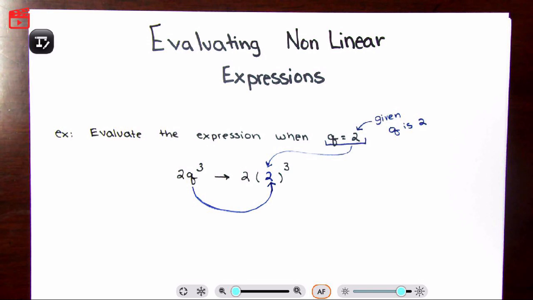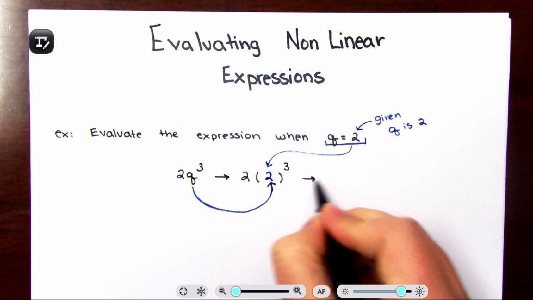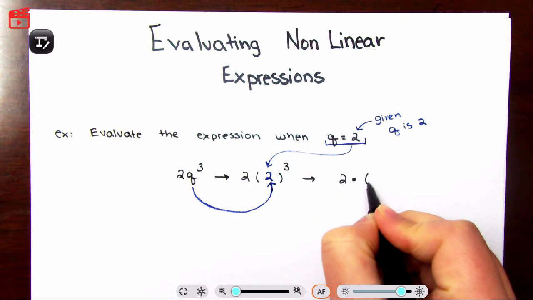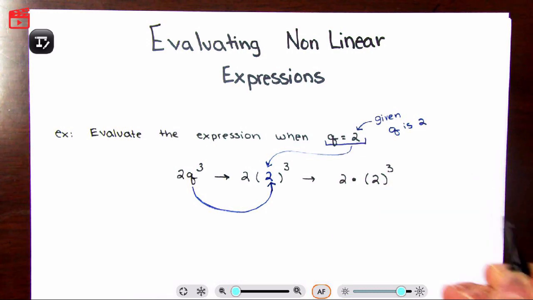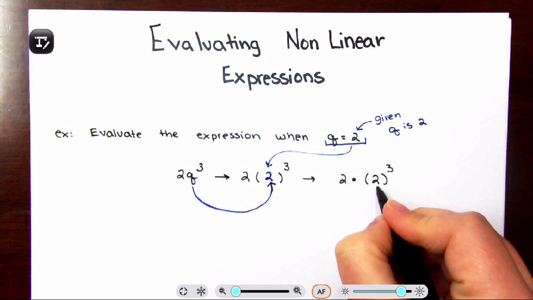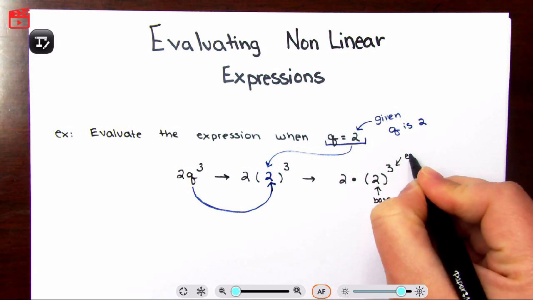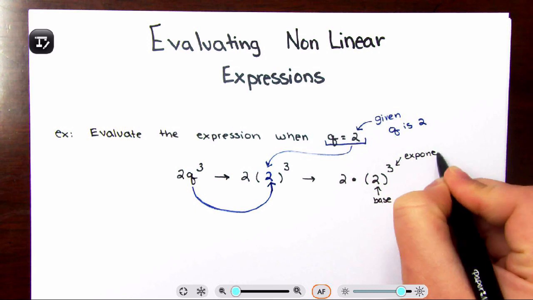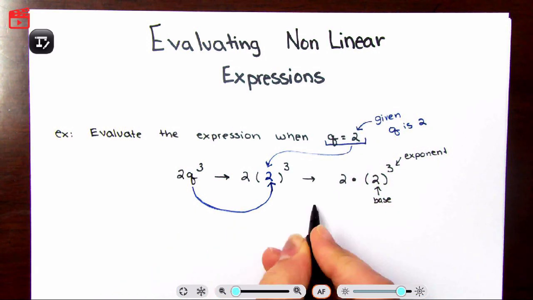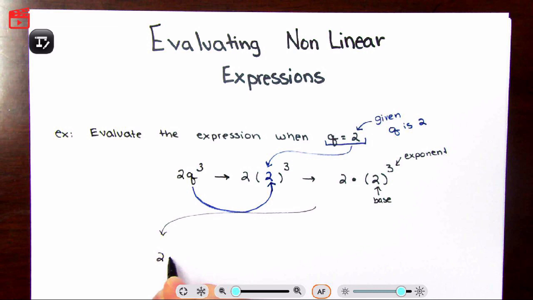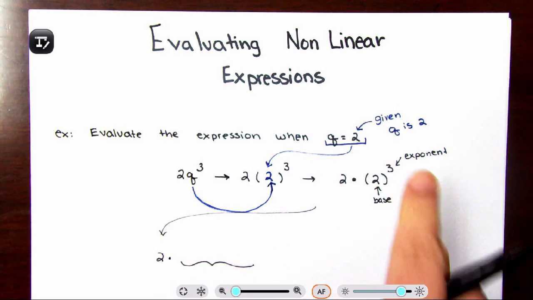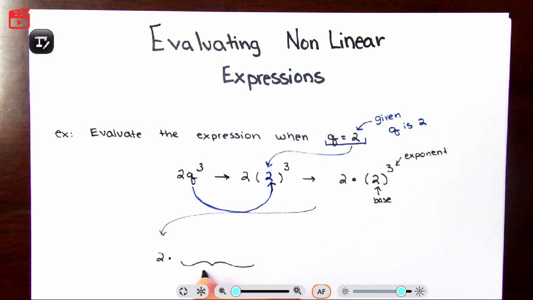So now what do we have? Well, we have 2 times 2 cubed. If you watched the previous video, you know that this 2 right here is the base. This 3 is the exponent. So now what do I have? I have 2 times, well, here's my base. How many times am I writing it? I'm writing my base 3 times.